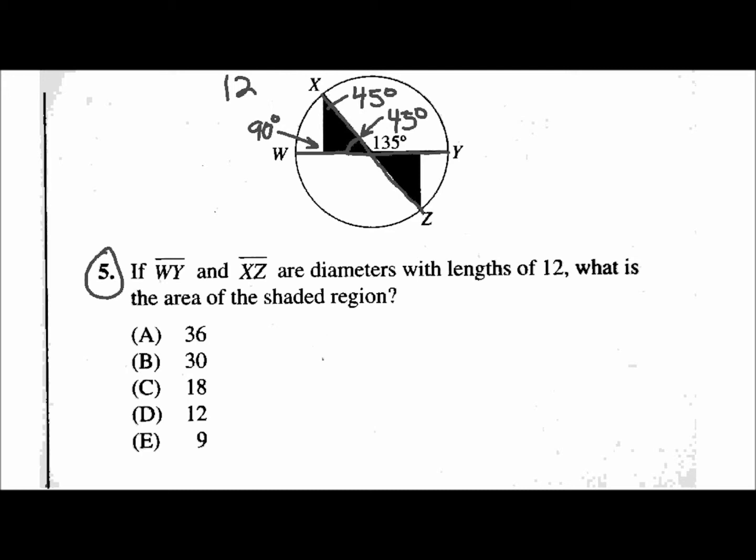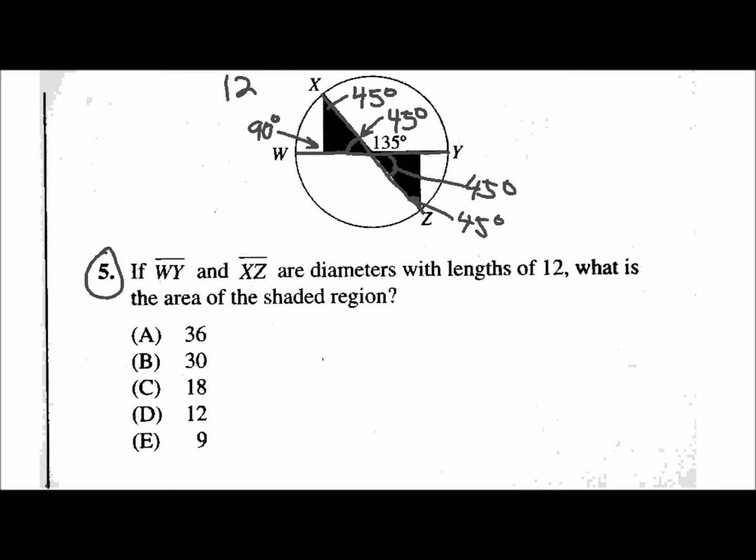And the same thing here. If we look at this line, this angle right here has to be 45 degrees because of that supplementary rule. And this angle right there has to be 45 degrees. So we have a situation here where these two triangles are identical. They're right triangles, with two of the angles each being 45 degrees.